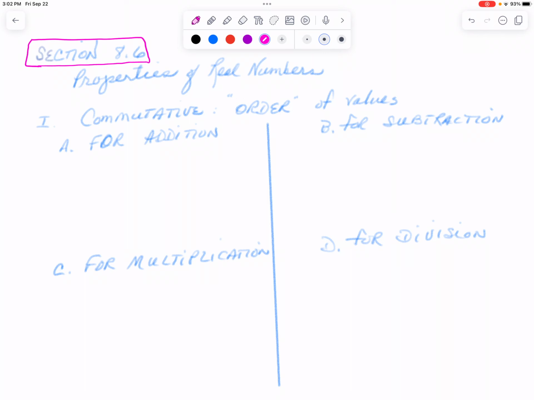So the first one is the commutative property of real numbers, and the key word to remember there is the word order. I always like to tell students to associate the second letter in commutative, an O, with the first letter in the word order, to help you remember that the commutative property has to do with the order of things.